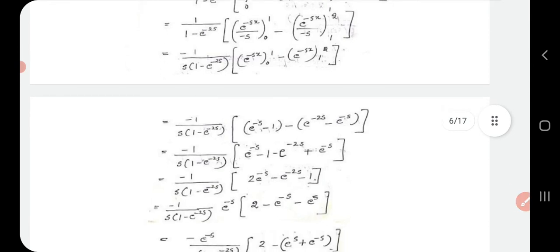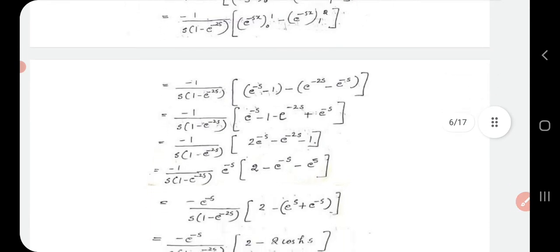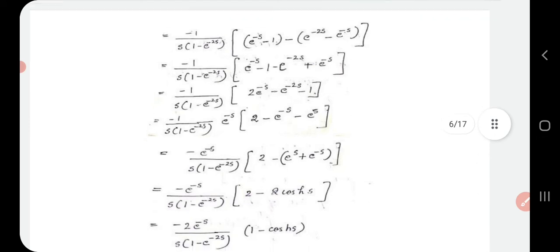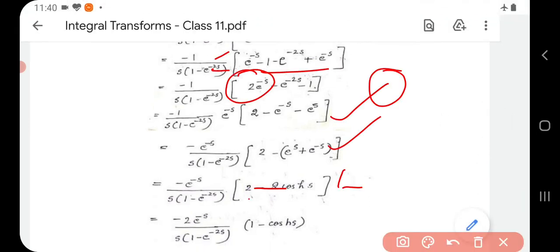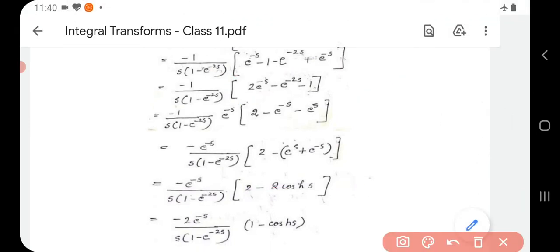Okay, so this also you just work out. Here they have made some, just note this step. Here they have grouped this term like this.